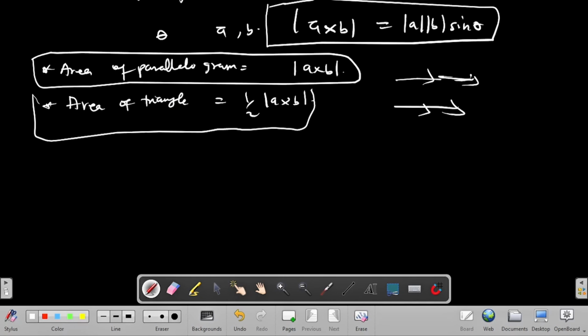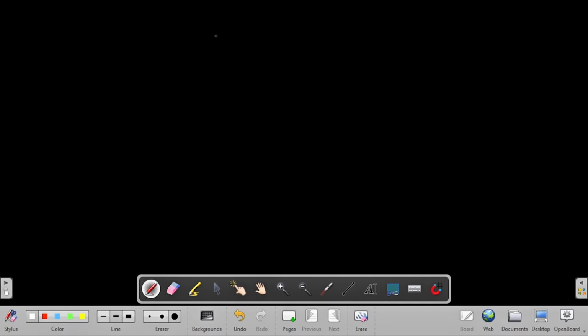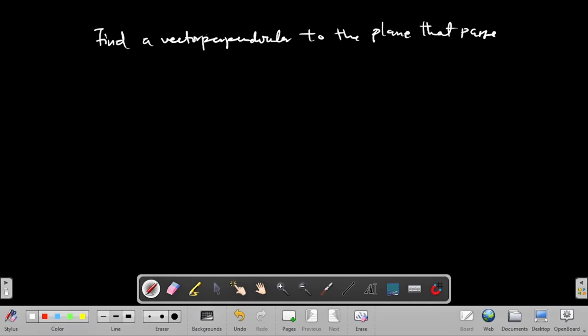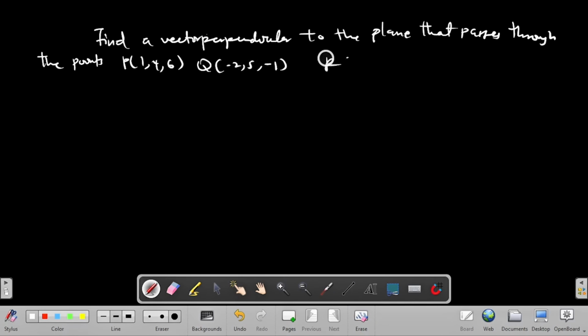Let's take an example here. Find a vector perpendicular to the plane that passes through the points P(1, 4, 6), Q(-2, 5, -1), and R(1, -1, 1). You have to find a vector perpendicular to this plane.